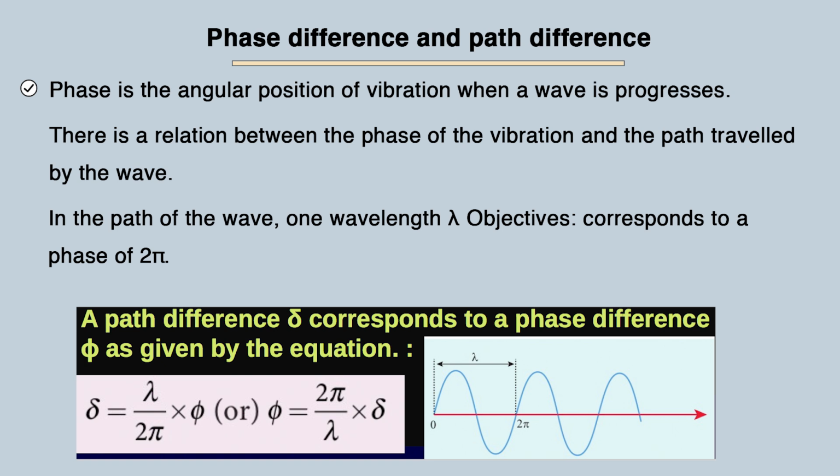So, the relation between the path difference delta and the phase difference phi can be calculated as delta is equivalent to lambda upon 2 pi multiplied by phi, or phi is equivalent to 2 pi by lambda multiplied by delta. This is a useful relation people generally use when they consider experimental phenomena concerned with interference. So, this is a schematic diagram of the path and the phase difference of the waves.